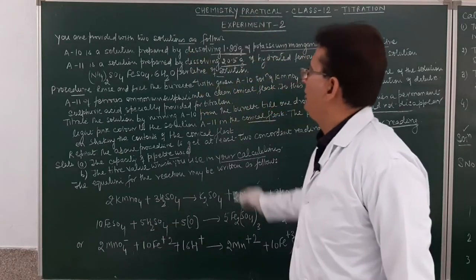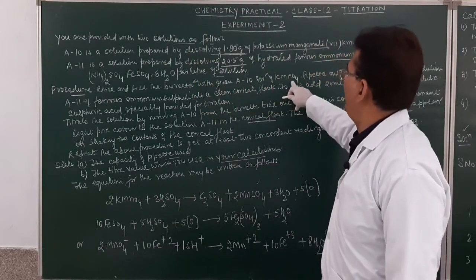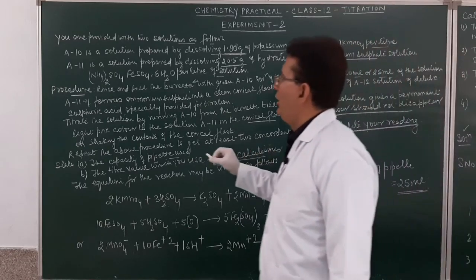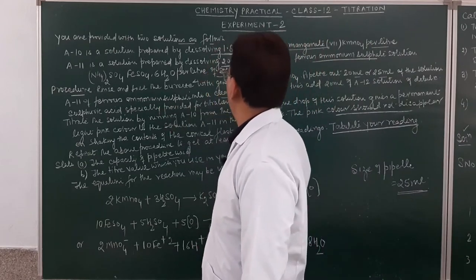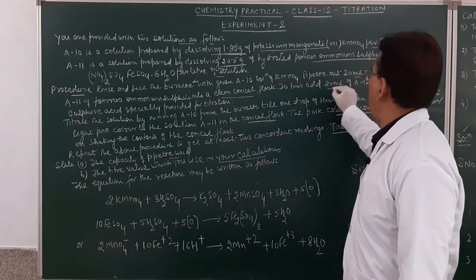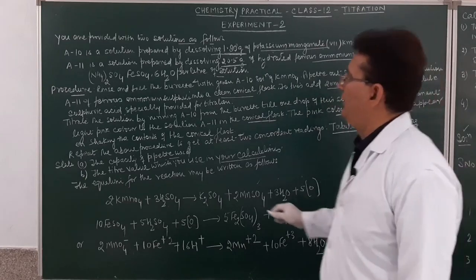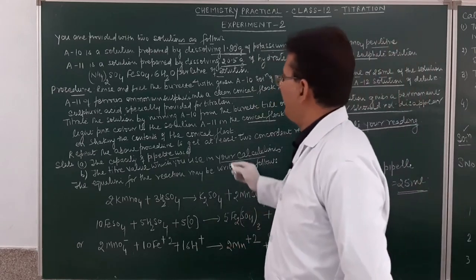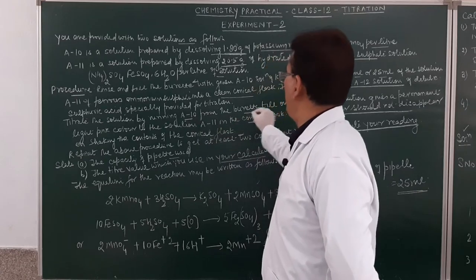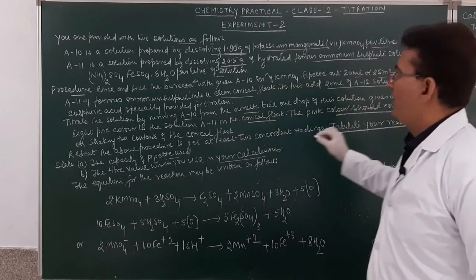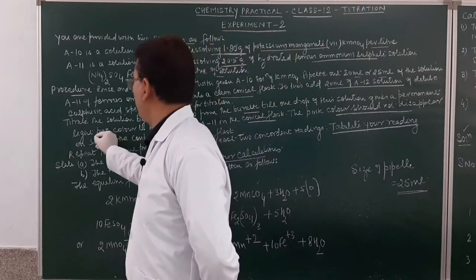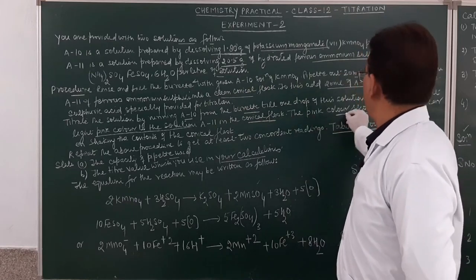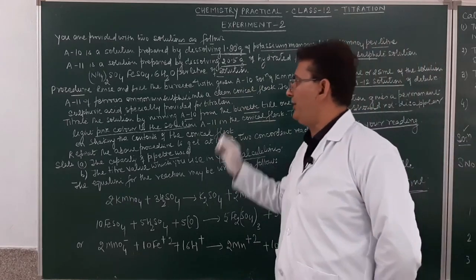So what's the procedure? Rinse and fill the burette with a KMnO4 solution. Pipette out 20 ml or 25 ml of the solution A11 of ferrous ammonium sulphate into the conical flask. To this add 20 ml of A12 solution of dilute sulfuric acid, especially provided for this. Now titrate the solution by running A10 from the burette till one drop of this solution gives a permanent light pink color to the solution. Am I clear? In the conical flask, the pink color should not disappear on shaking the contents of the flask.